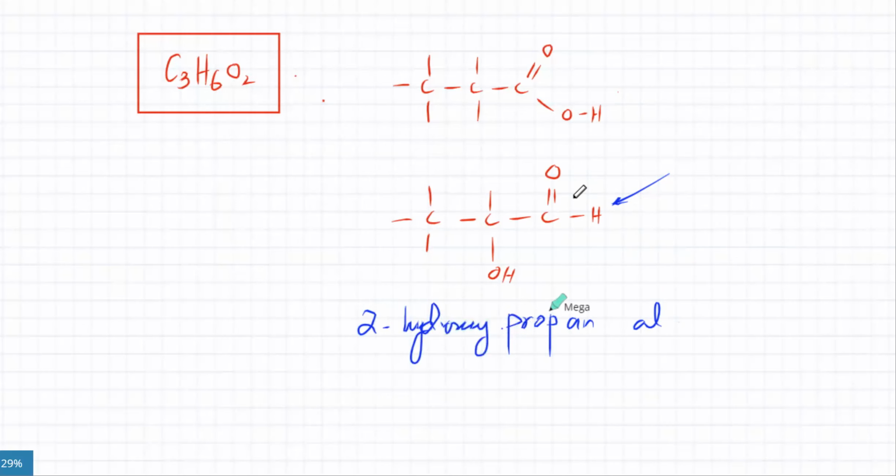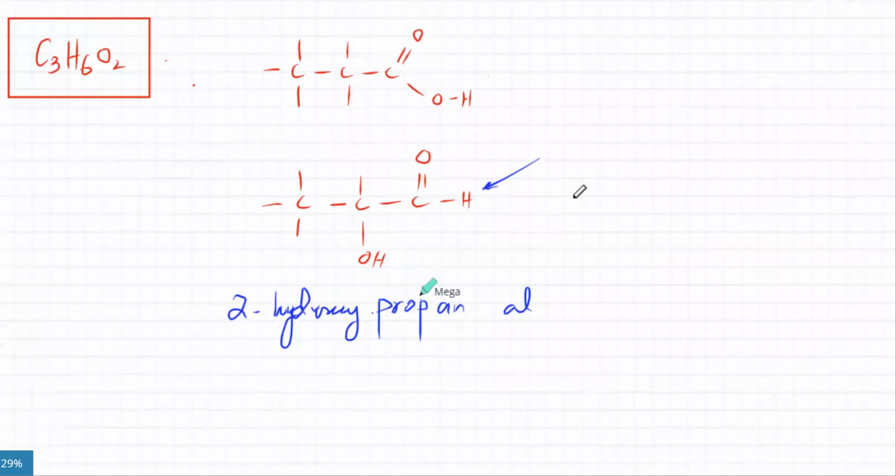So it's 2-hydroxypropanol. So anyway, let's make more of this. There could be another positional isomer where I could break the OH from this point and put it on the next carbon atom. That's another isomer. So you're free to do anything.